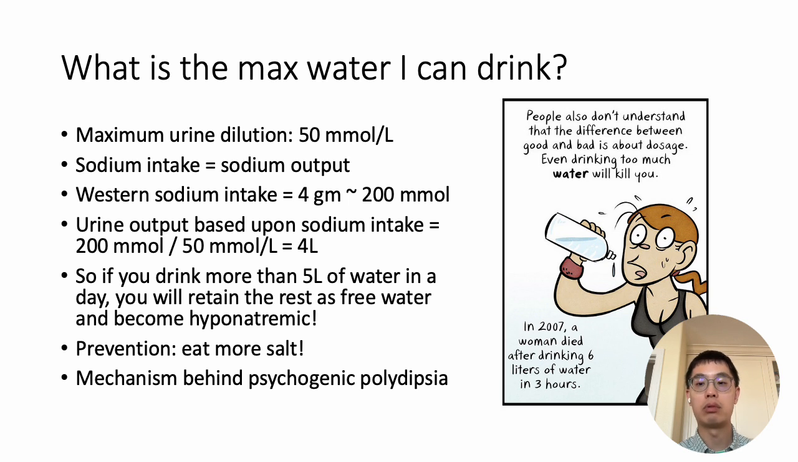This means that if we were to drink more than this amount, say 5 liters of water, then we can urinate 4 liters of water based upon the 4 grams of salt we eat, but our kidney is not able to pee out any more fluid since you're already maximally diluted, and hence you will tend to retain that free water in your body, causing hyponatremia until you drink or eat more salt. So, if we're going to be drinking more water, then we will want to eat more salt with it.